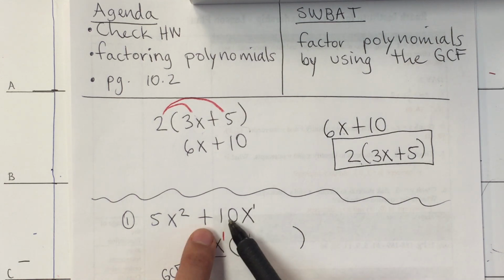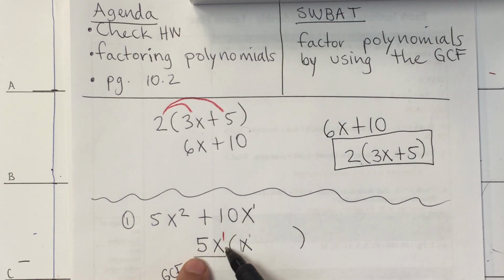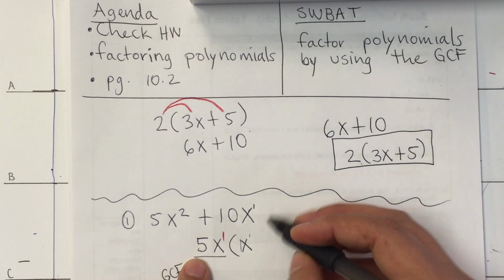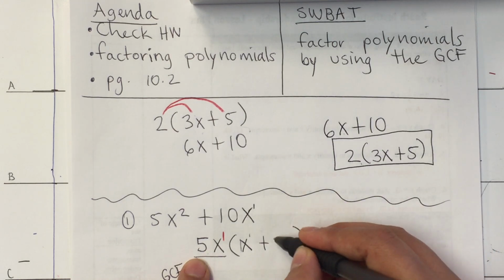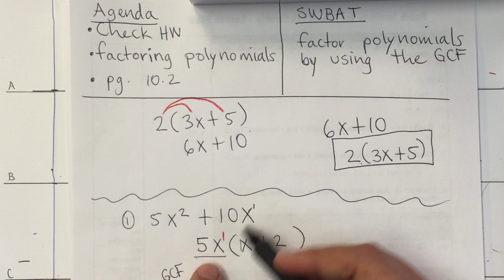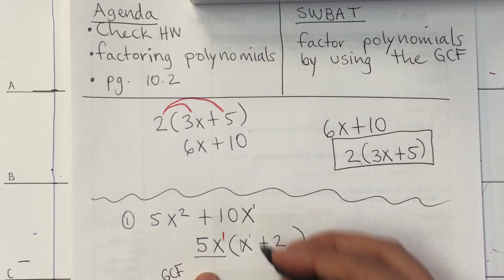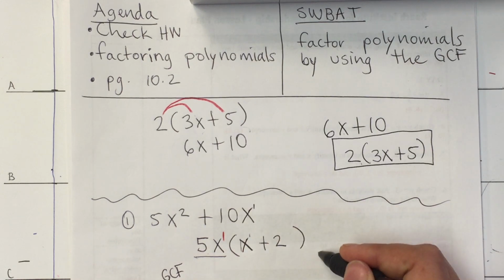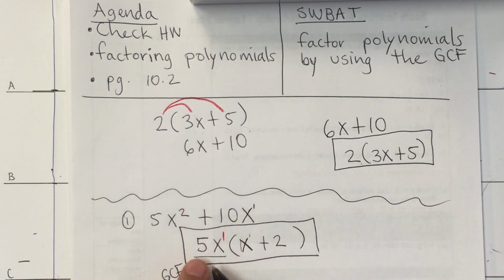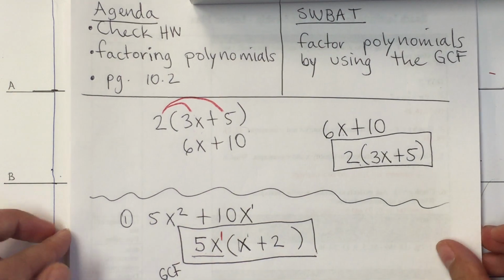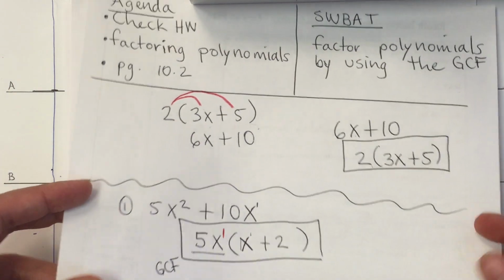For the second one, we have 10x divided by 5x. Again, 10 divided by 5 is 2. And x divided by x is just like if we cancel it. Okay, so we just leave it as x plus 2. So my two factors are going to be 5x times, the second factor is x plus 2. Okay, let's do another example.